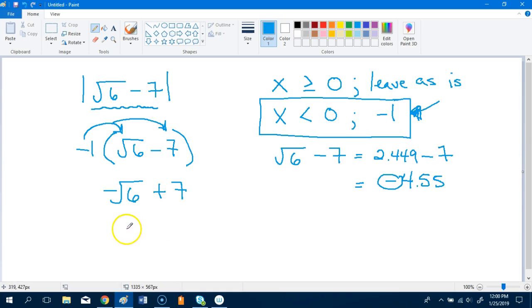So what we want to do is start with our whole number and then subtract the radical from there. And this is the correct simplified form of this absolute value expression.